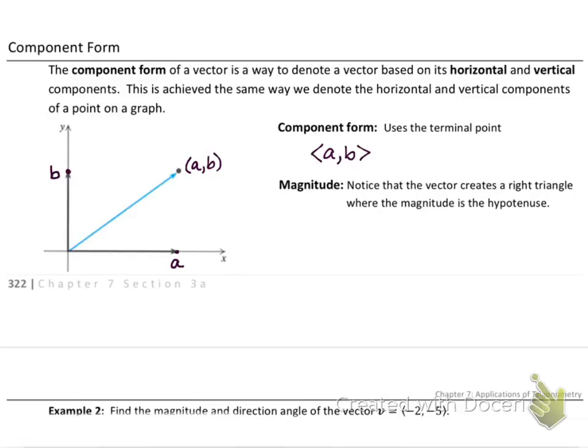I'm also going to put, see how we have a vector down here? I'm going to put the component form of that vector. The component form of that vector would be a, comma 0, because it has no vertical component.